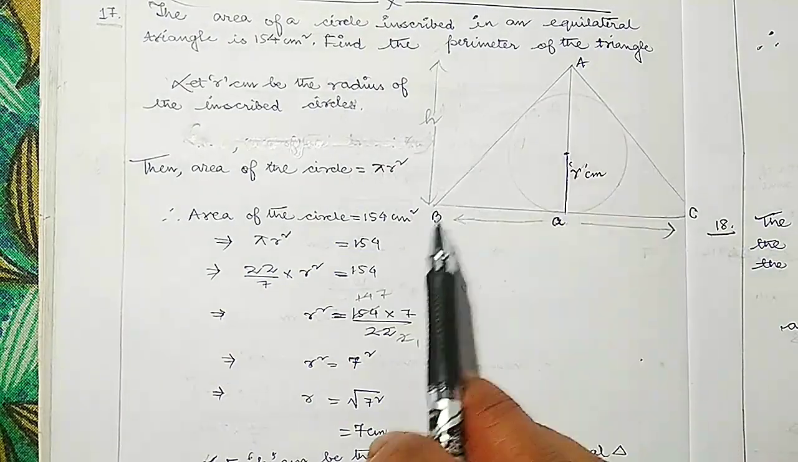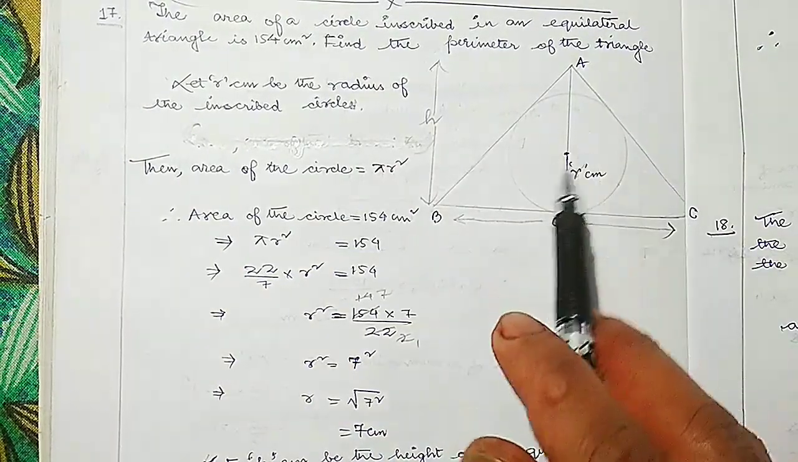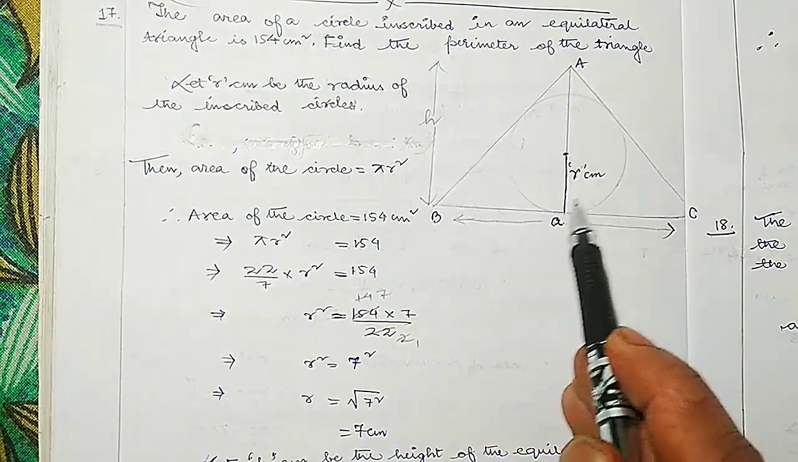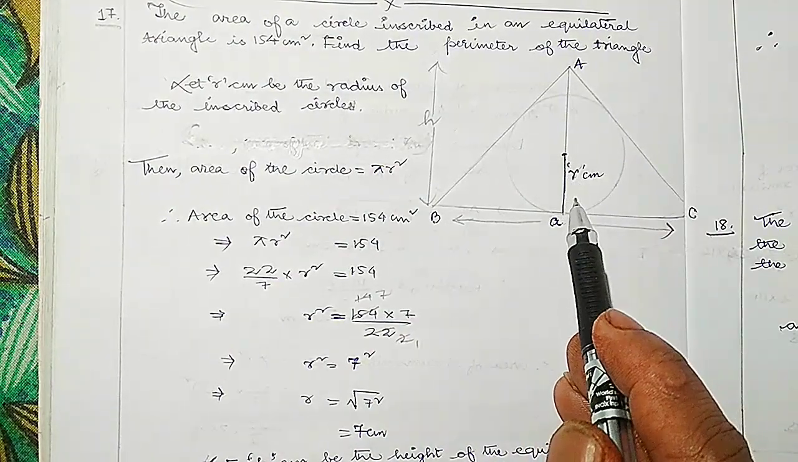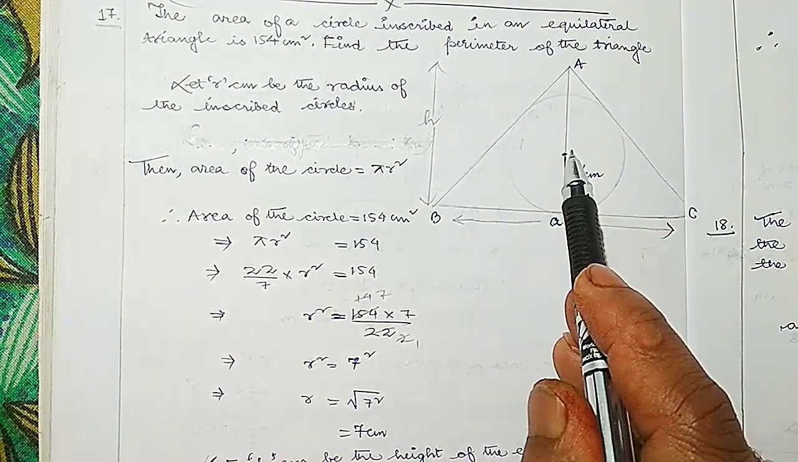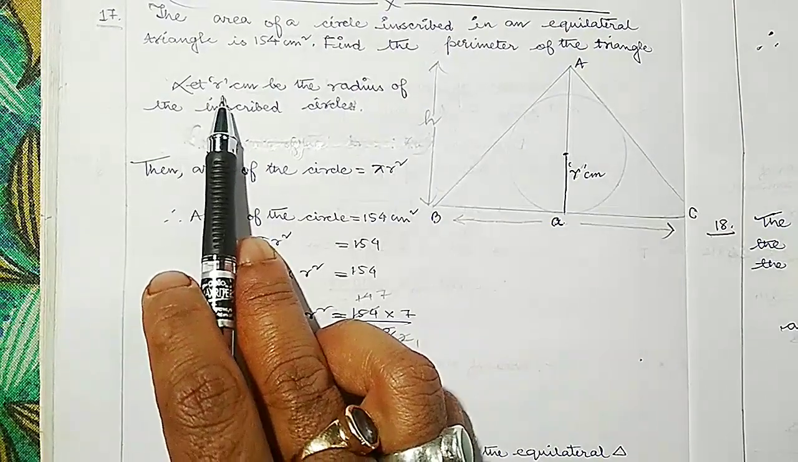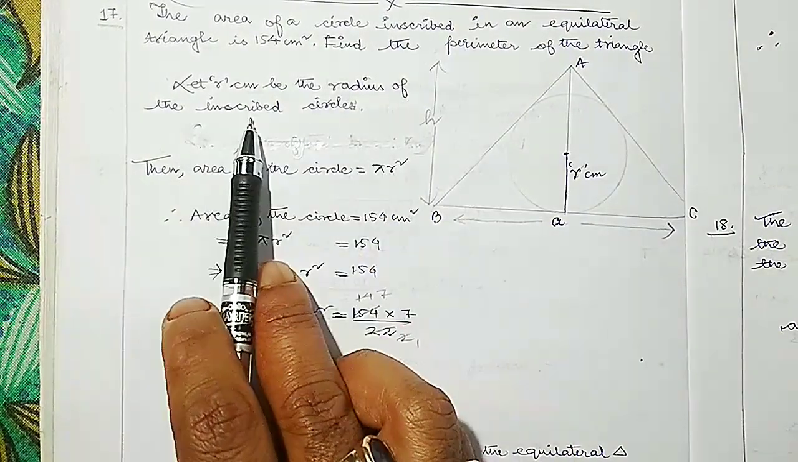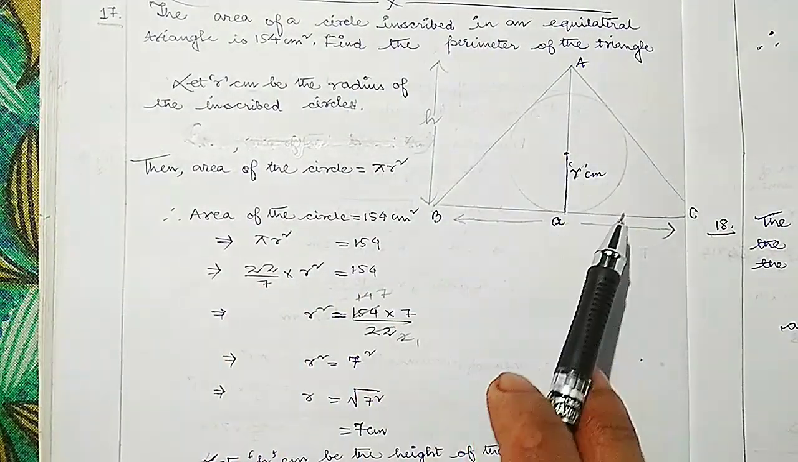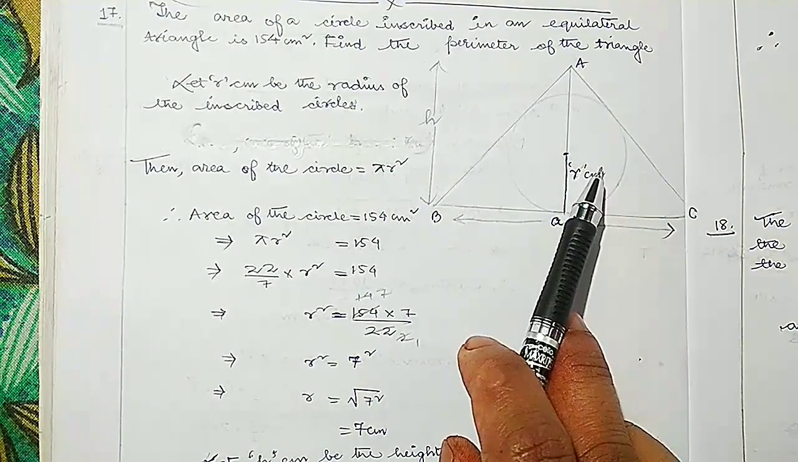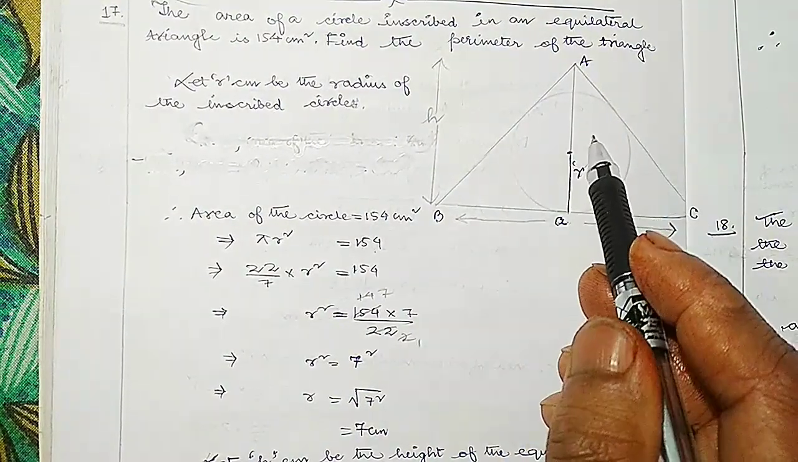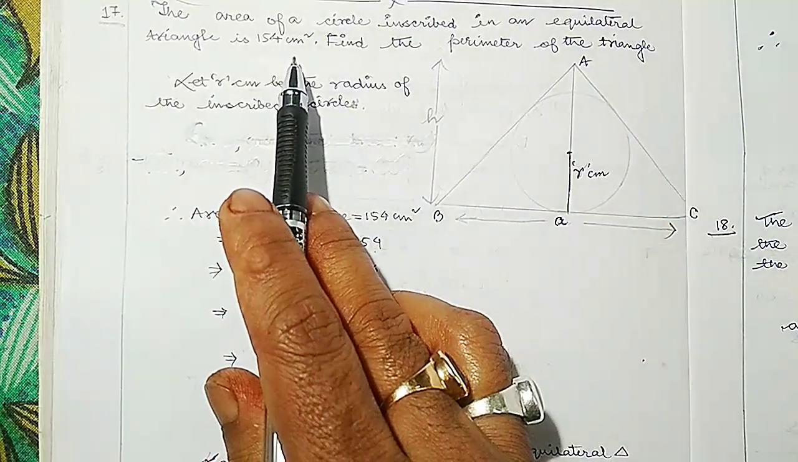Let A, B, C be the equilateral triangle, and this is the inscribed circle. Suppose r centimeter be the radius of the inscribed circle. We know the area of the circle is pi r square. Now area of the circle as given in the question is 154 centimeter square.